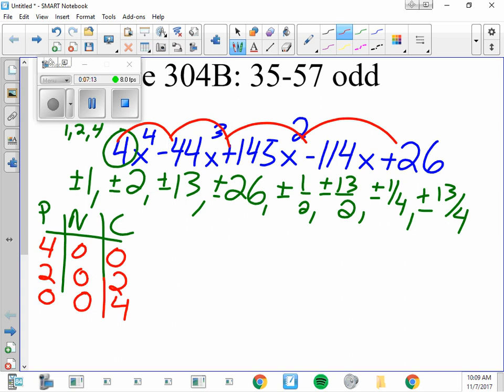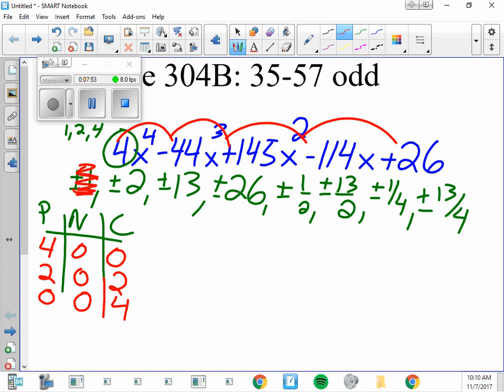We'll get to that later, but yeah. So looking at this, is 1 going to work? Try it in your calculator: 4 minus 44 plus 145 minus 114 plus 26. It's going to be pretty close. So 1 doesn't work. I'm going to take 1 out of the mix.